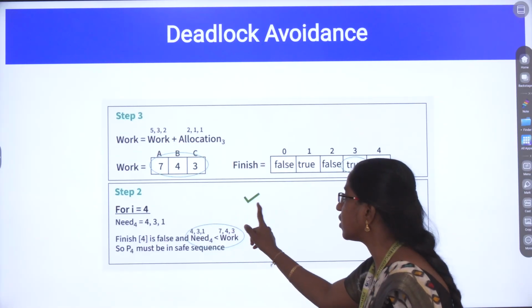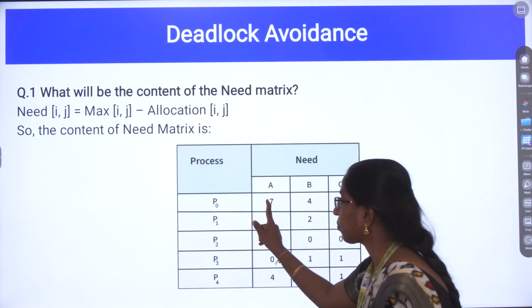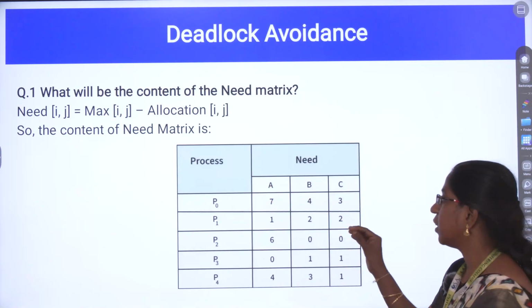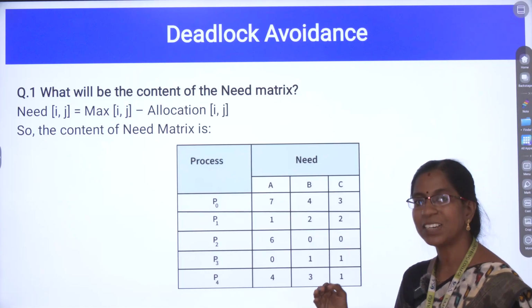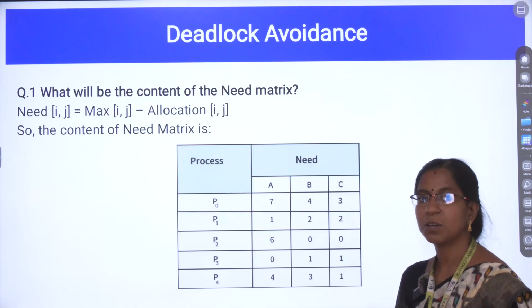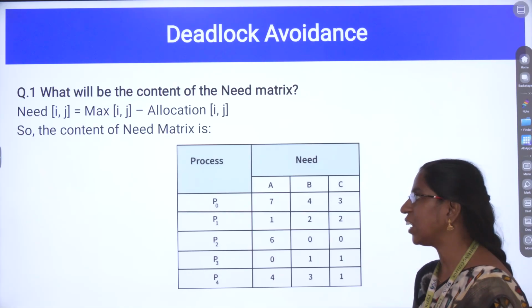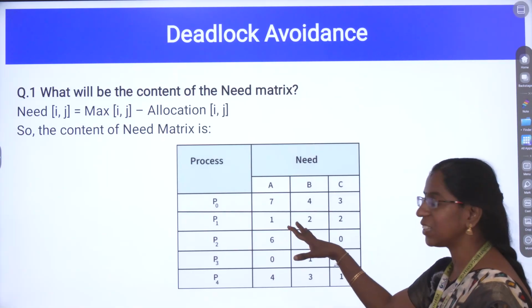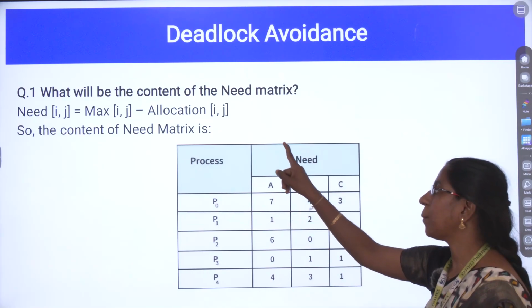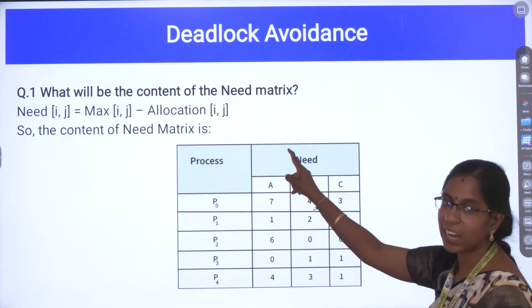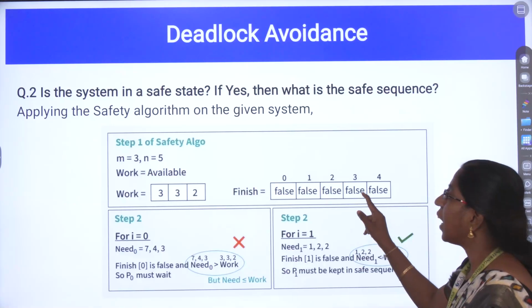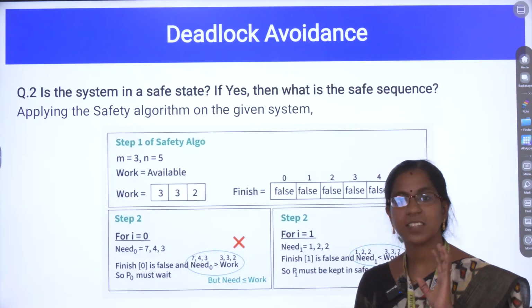Once again I give a small recap. For deadlock avoidance we are using the safety algorithm under Banker's algorithm. First we concentrate on some terms: maximum, allocation, available and need. This is given in this snapshot. The process need we can calculate from maximum allocated resource minus allocation. So we get the need value from this table, and then we move to the safe state.